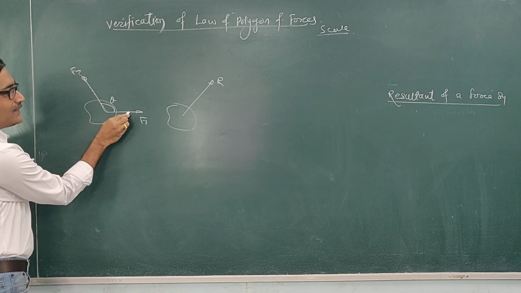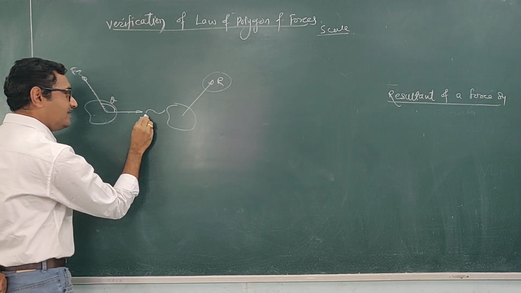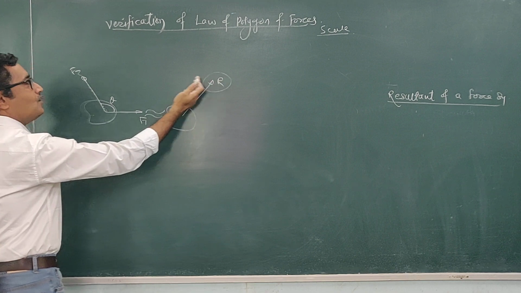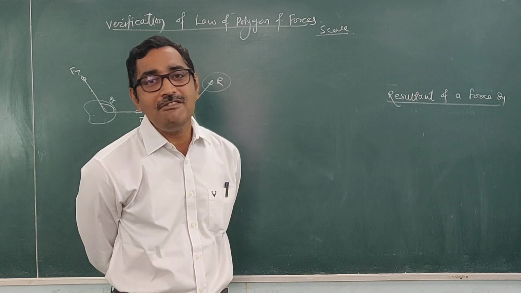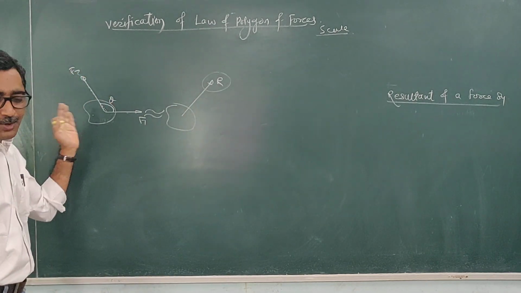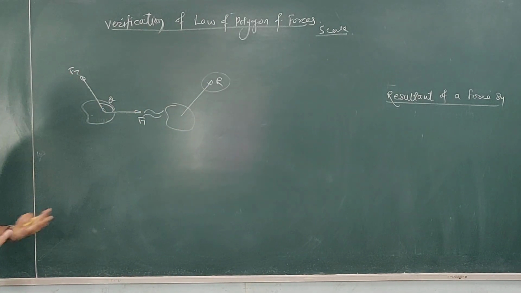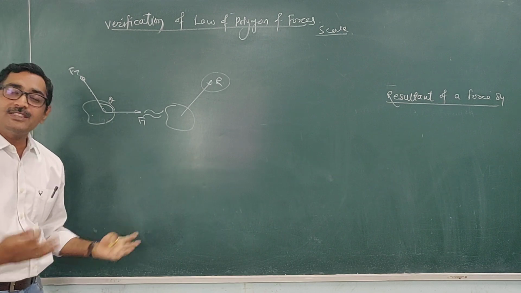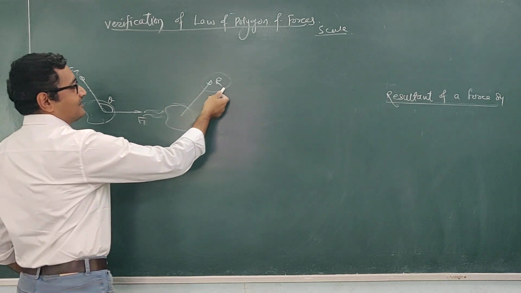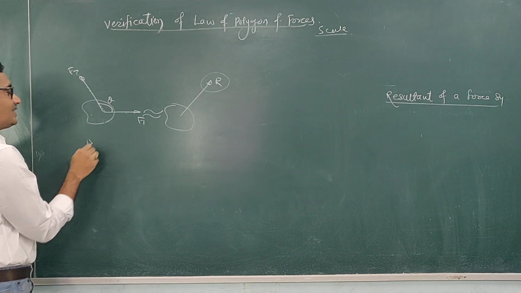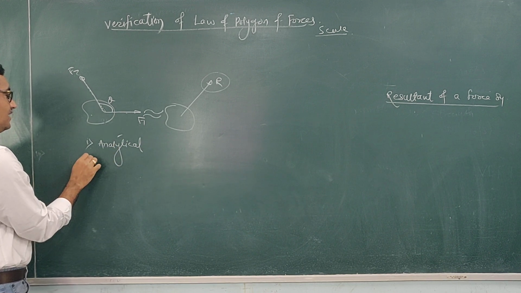The combined effect of these two forces F1 and F2 on the body and the effect of this single force on the body, if this effect is the same, we can say that this single force is the resultant of these two. So resultant is a single equivalent force which produces the same effect as the number of forces producing on the body. Then, which are the different methods to find out the resultant, the single equivalent force? To find the resultant there are two methods. One is the analytical method, the other one is the graphical method.